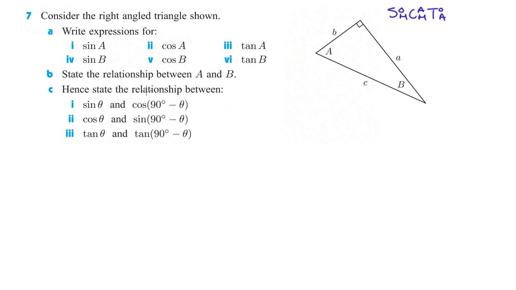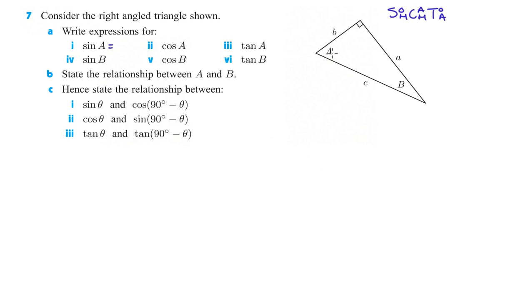Okay. One more to take a look at, number 7. Consider the right-angled triangle shown. Write expressions for all of these things here. Okay, so let's do this. I'm just going to put equal signs in here.